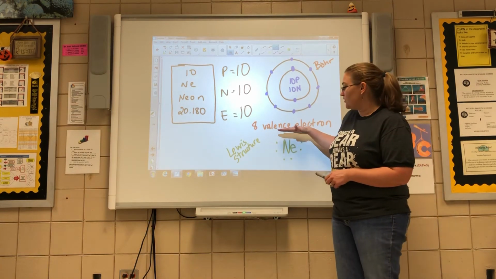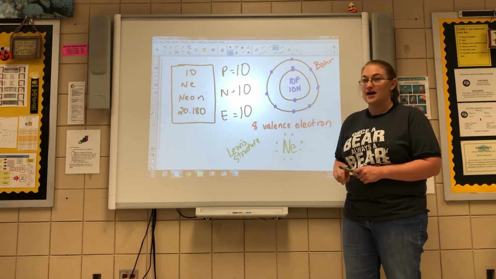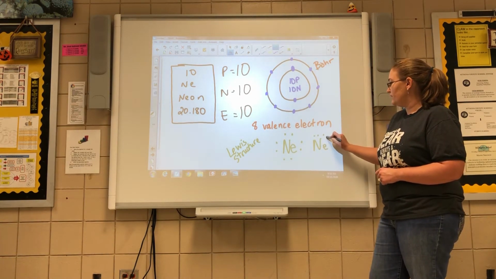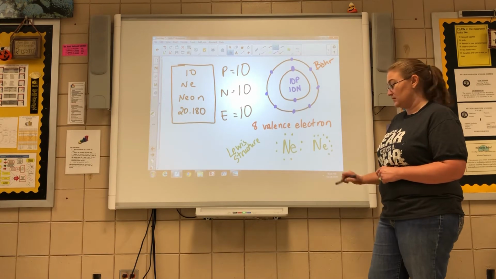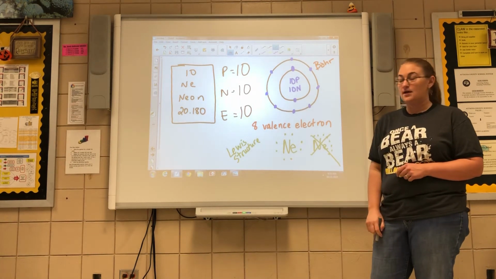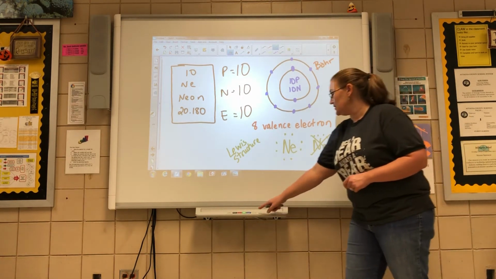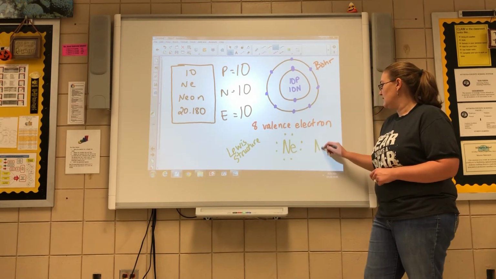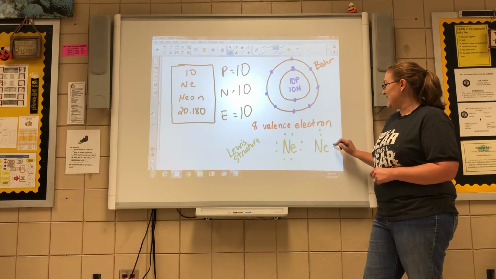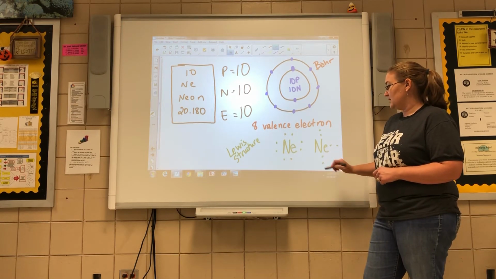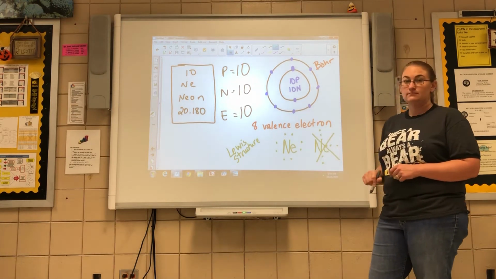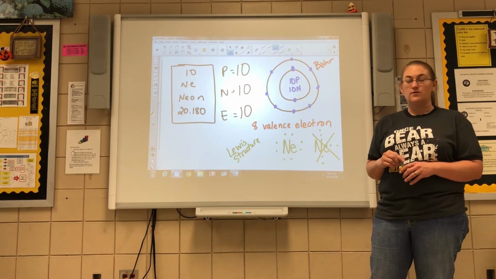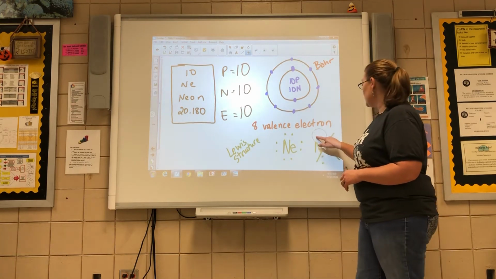Notice I tried to do 2 on top, 2 on bottom, and 2 on each side. I don't want to do neon and just go 1, 2, 3, 4, 5, 6, 7, 8 in a row. I don't want to see that. Another thing I don't want to see is the dots stacked like that. We don't do that either. This is the format we want our dots to be in.